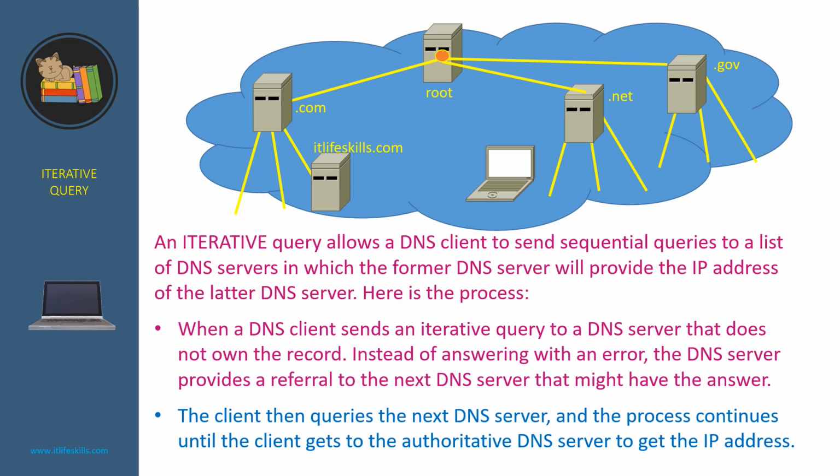When a DNS client sends an iterative query to a DNS server that does not own the records, instead of answering with an error, the DNS server provides a referral to the next DNS server that might have the answer. The client then queries the next DNS server, and the process continues until the client gets to the authoritative DNS server to get the IP address.